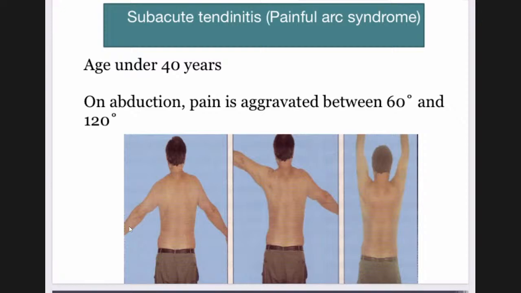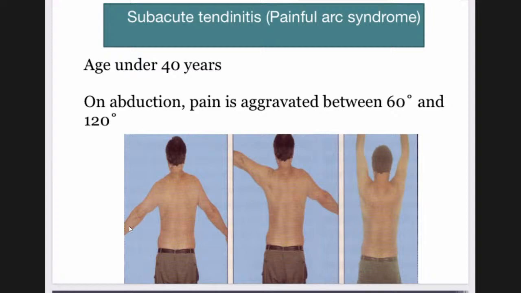So usually a patient who's under 40 years of age has pain on and off over the shoulder, and he says that when he tries to abduct his arm, the pain is usually aggravated between 60 and 120 degrees. This is the angle when the supraspinatus tendon comes in contact with the coracoacromial arch. This rubbing under the coracoacromial arch causes this painful arc syndrome.